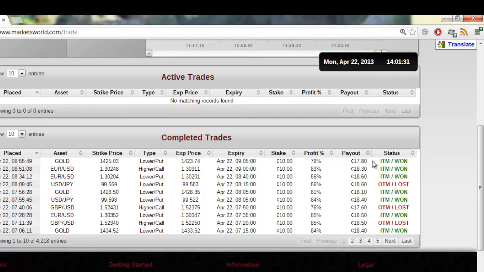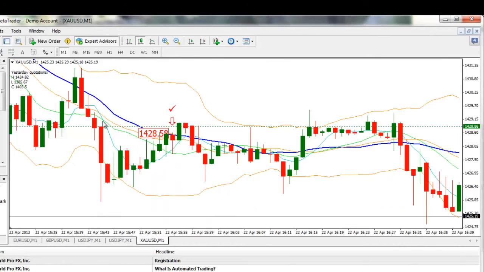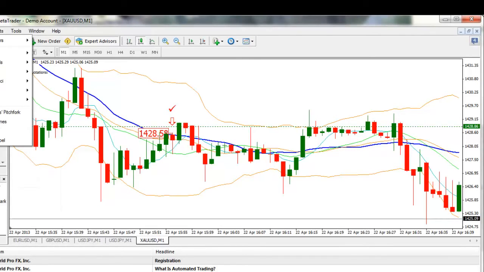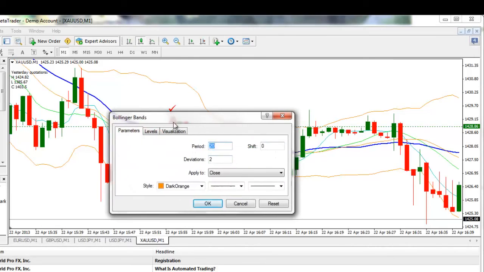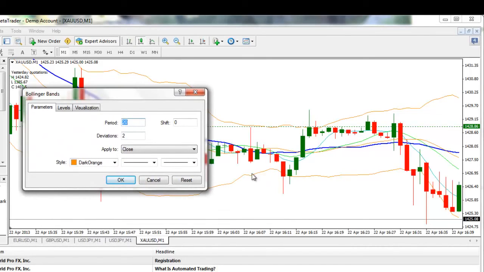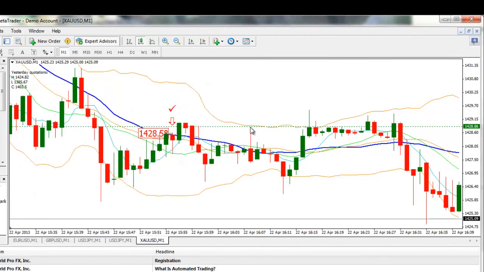And yeah, that's pretty much it I have to talk about. Let me go over to insert indicators, Bollinger bands. You could also use the Bollinger band with a 20-period moving average in the middle, click OK, and that'll give you these three lines right here.